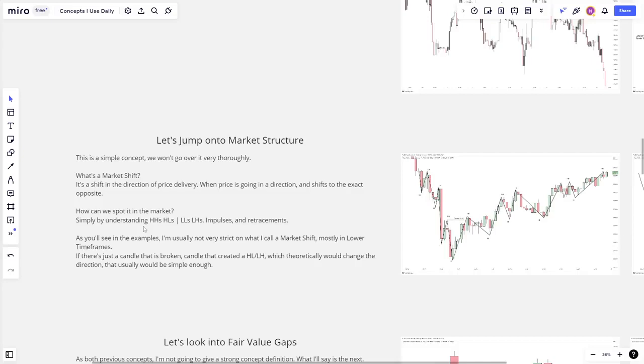So how can we spot these market shifts in the market? It's simply by understanding how higher highs, higher lows, lower lows, and lower highs work, along with impulses and retracements. As you'll see in the examples, I'm usually not very strict on what I call a market shift, mostly in lower time frames. If there's just a candle that is broken, a candle that created a higher low or a lower high, which theoretically will change the direction, that usually will be simple enough. You'll see that in the examples when we put it all together.